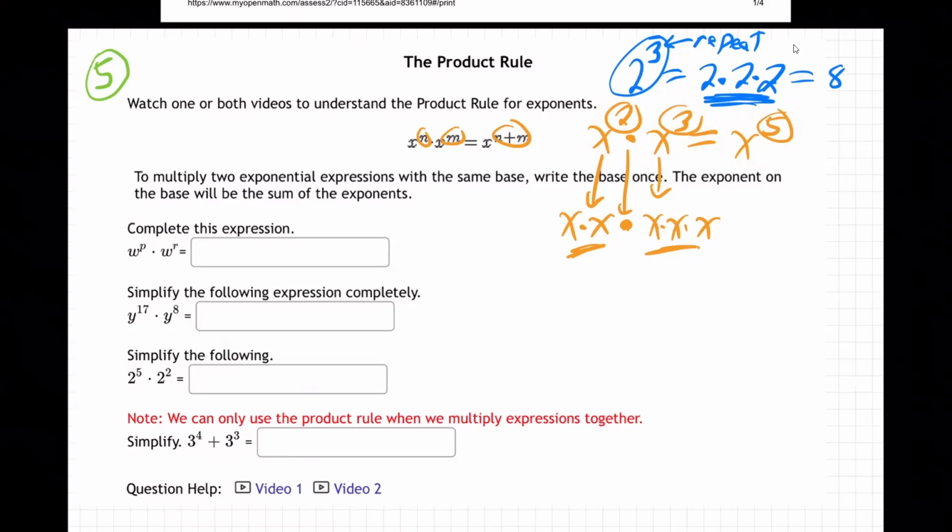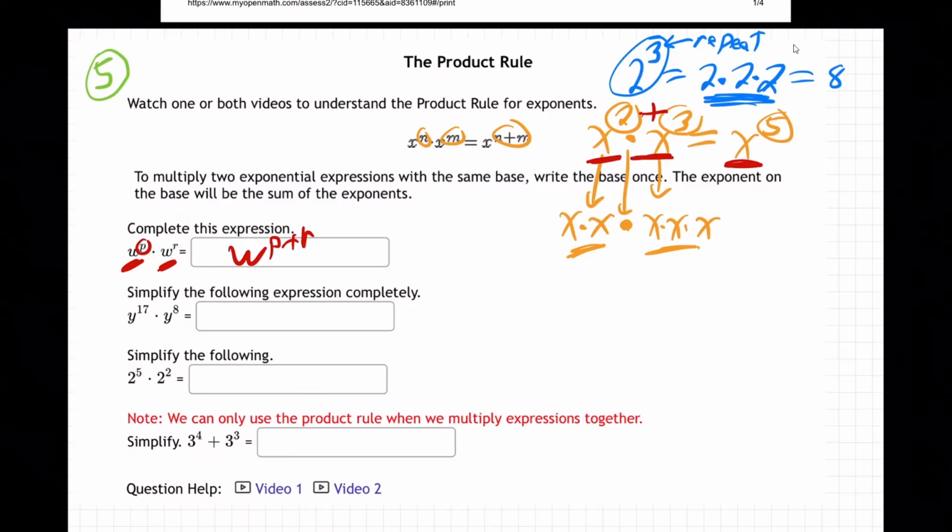Let's go down and do it. So what's this going to be? W to the P, times W to the R. What do you do with those powers? You write one base, right? See how the 2 x's become 1 x and you add the powers. So P plus R, W to the P plus R power. Is that making sense? That's the rule, and that rule proceeds from truth, doesn't it?